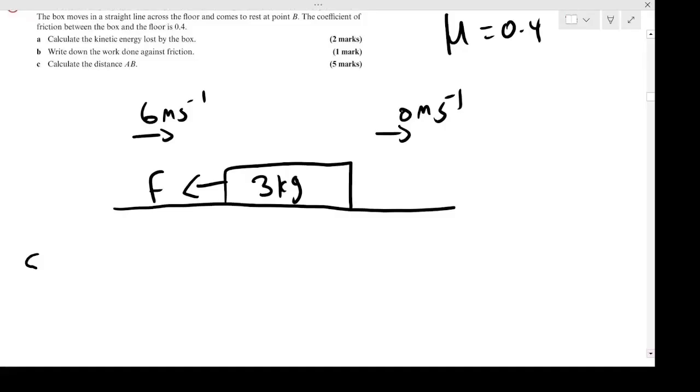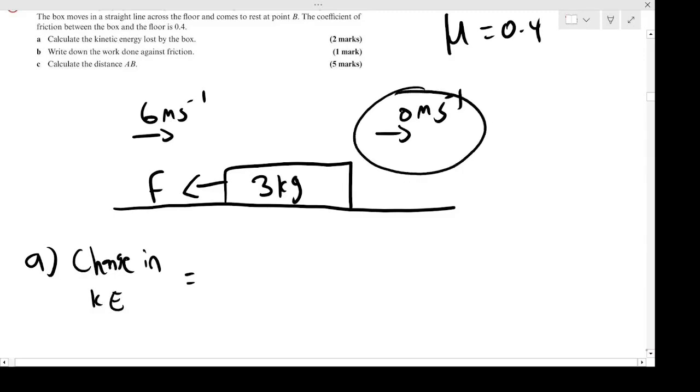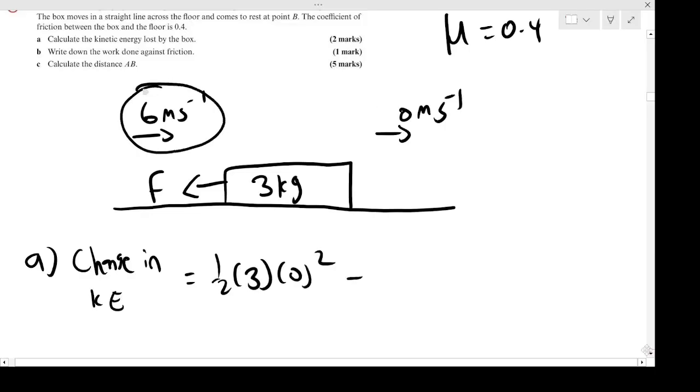So it's asking me to calculate the kinetic energy lost. So the change in kinetic energy, because that's effectively what it's asking me to do. To work out the energy lost, to work out the change in it. But the change in kinetic energy, well, we know the final speed is 0, so it's going to be half lots of 3 for the mass, 0 squared. That will go to 0. Take away the initial kinetic energy, which is speed 6, so a half of 3 times 6 squared.